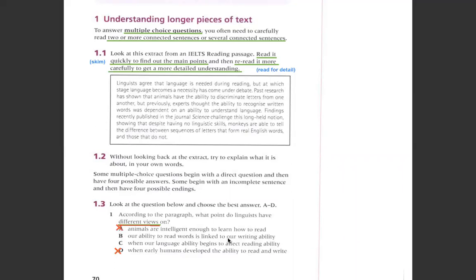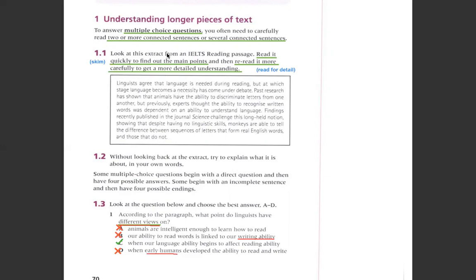And then B, our ability to read words is linked to our writing ability. Is there any mention of writing ability? They say written words, but they're not talking about writing. They're still talking about reading, our ability to recognize them. So there's also no mention of writing ability. If you're not sure, you should just go through and ask yourself, do they actually talk about these points? Is there actually any mention of early humans? If not, obviously this answer is incorrect. So C is correct, when the language ability begins to affect reading ability.